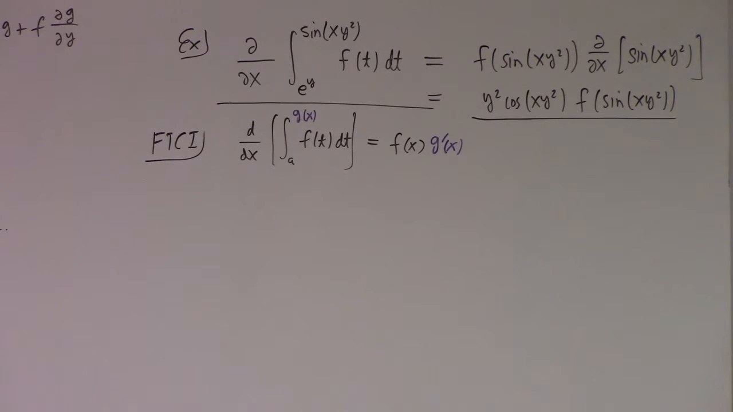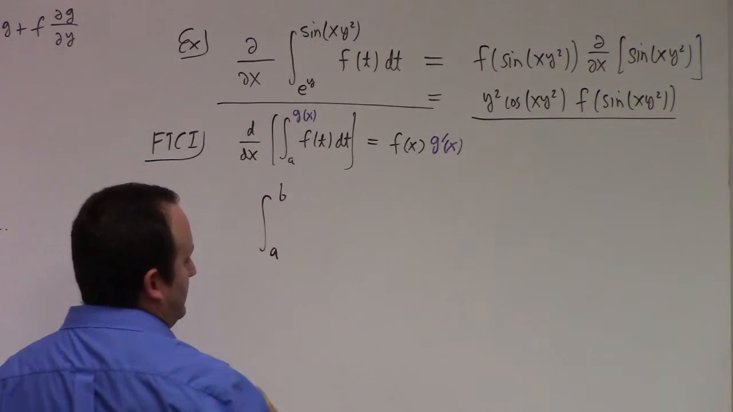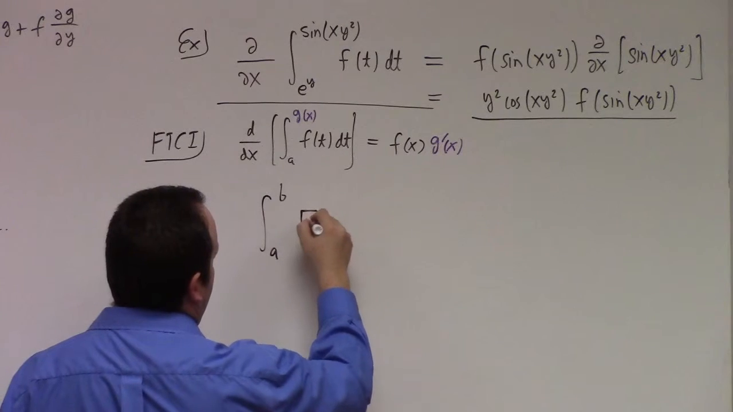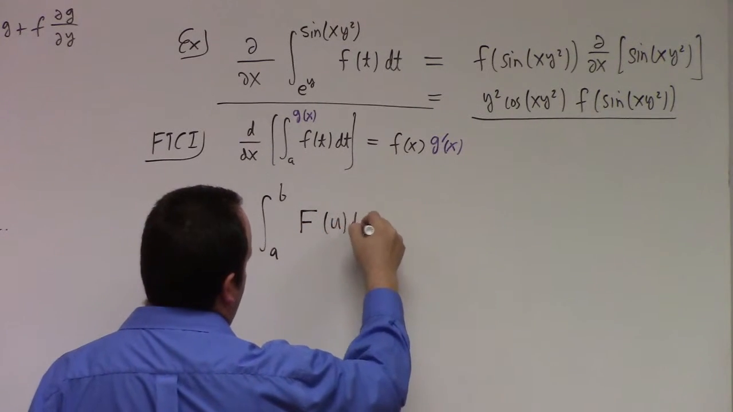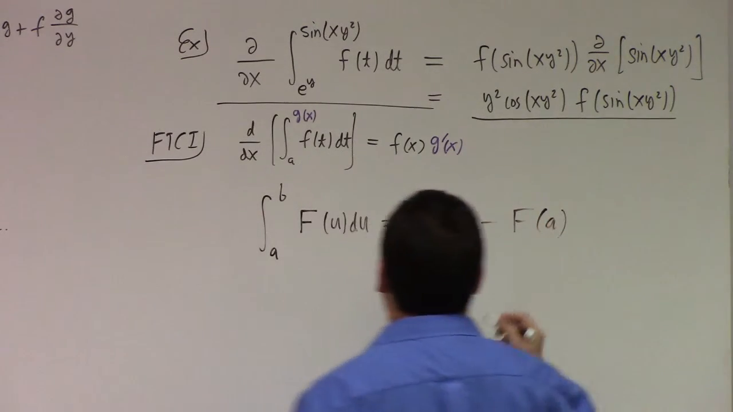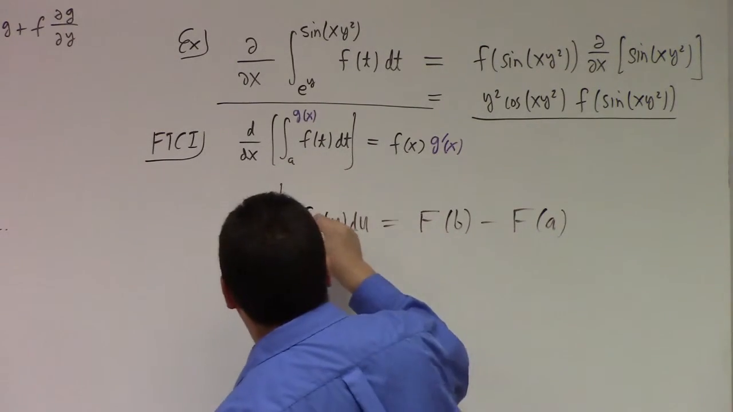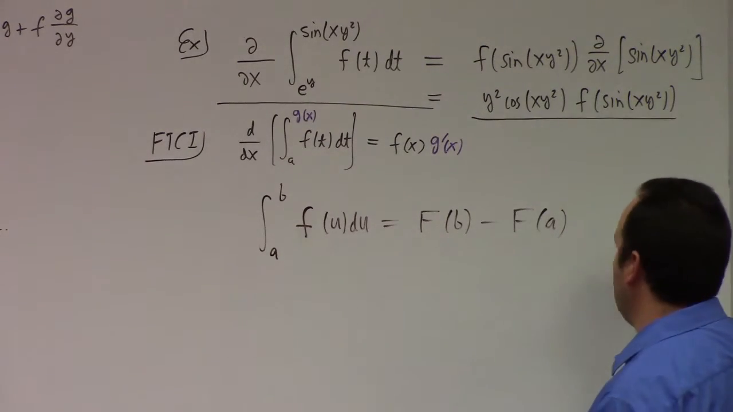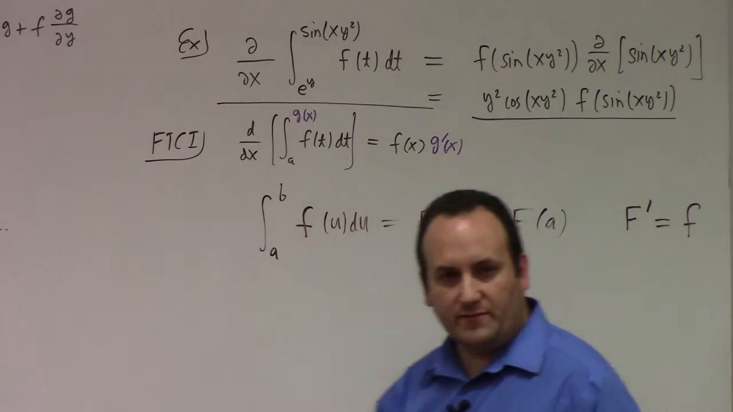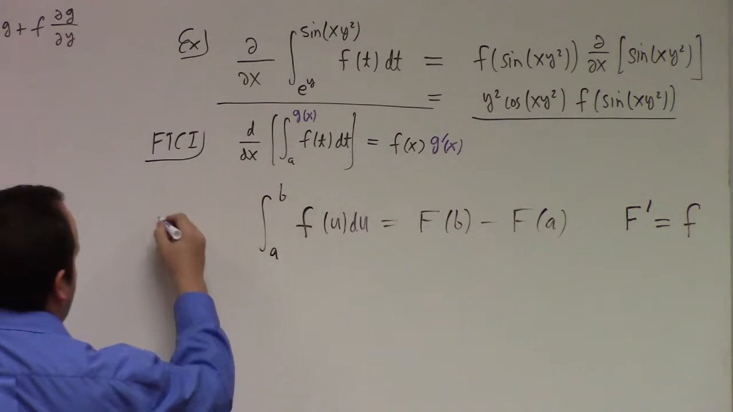It's easily forgotten. What's the fundamental theorem of calculus part 2 say? It says the integral from a to b of little f of u du is equal to big F of b minus big F of a, right? Excuse me, little f. And what is the relation between big F and little f? F is an antiderivative, right? If I differentiate big F, I get little f. This is commonly known as FTC part 2, right?